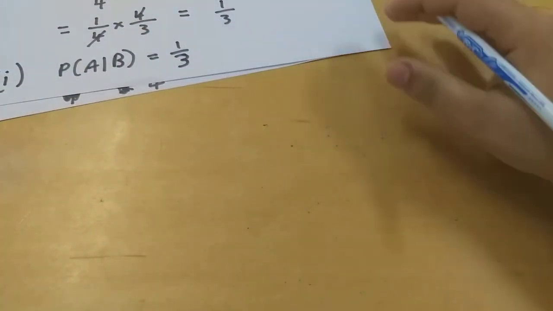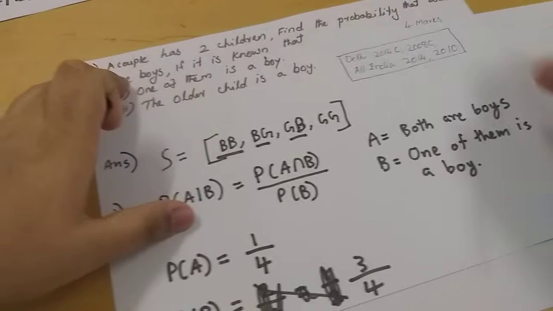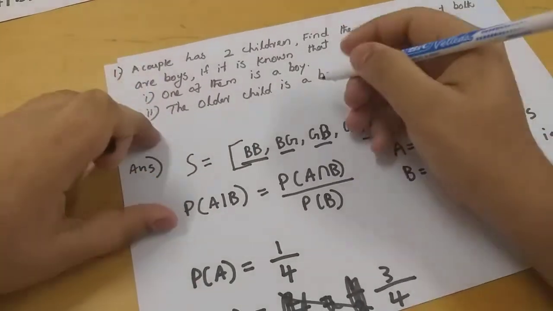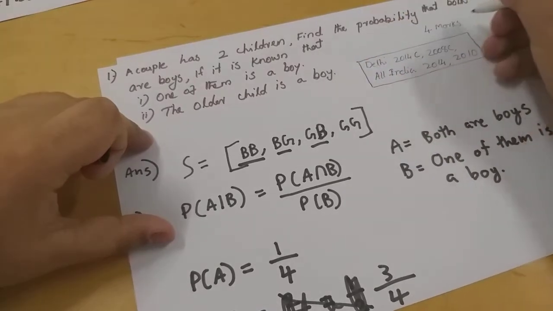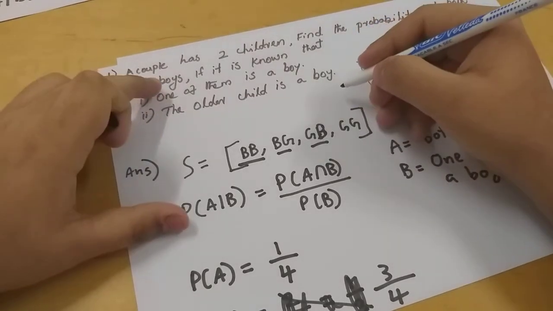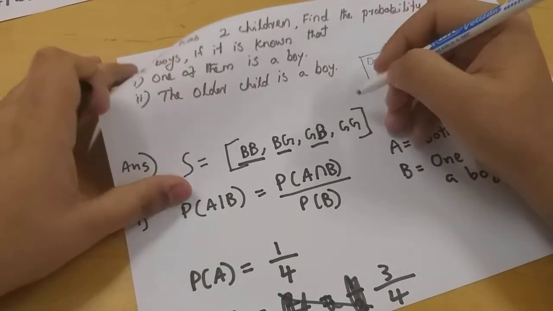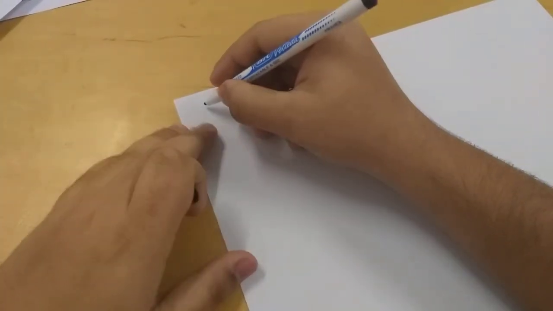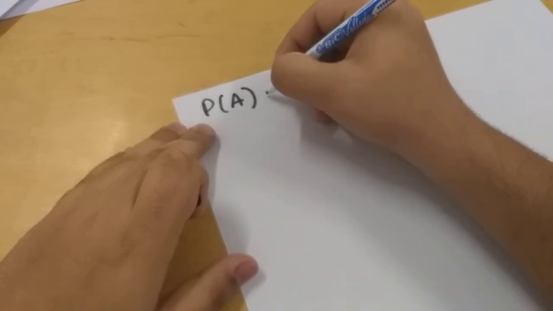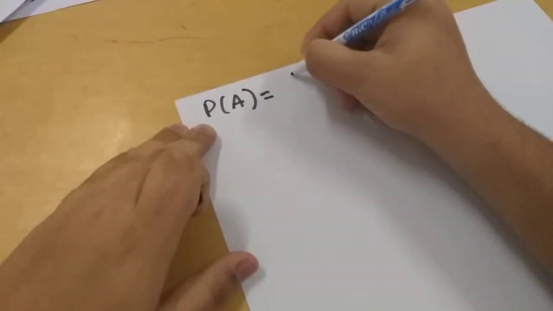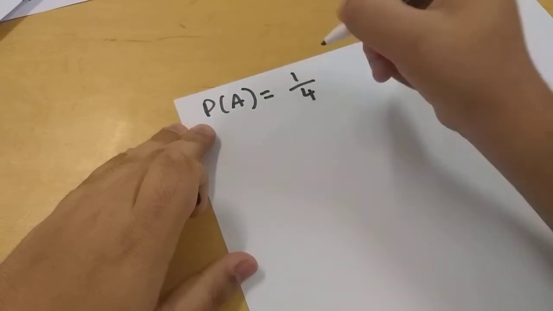Let's look at the second part of the question. The second part of the question says that the older child is a boy. So we need to find the probability that both are boys if the elder child is a boy. So P of A is equal to 1 by 4.